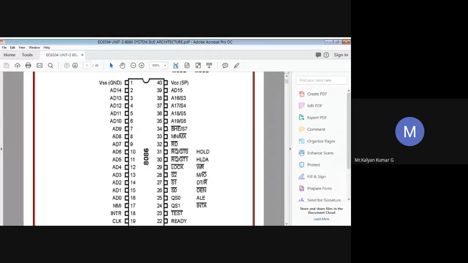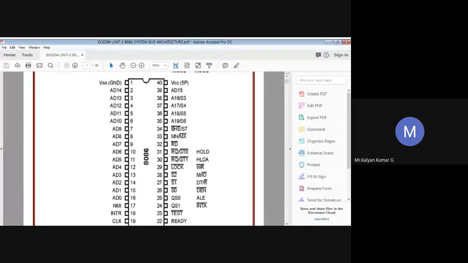AD0 to AD15 are the address and data pins, which means they are multiplexed pins. They perform both address and data operations, and they are bidirectional and tri-state type. The data bus is 16 bits, so all the 16 bits we have covered. But what about the address bits? They are 20 bits. We have covered only 16, and the rest 4 are A16 to A19.